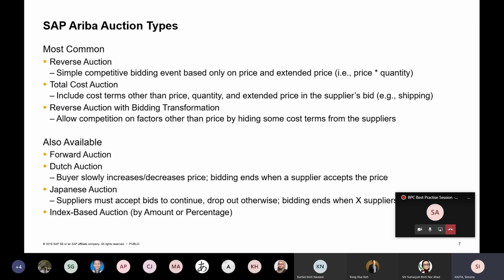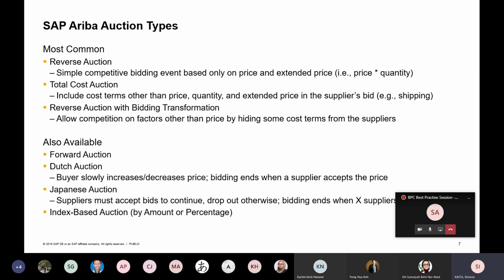The third type of auction, which for me is the most used auction for the last couple of years, is the reverse auction with bid transformation, where you have the possibility to include factors other than price, but these factors are hidden from the suppliers, and the suppliers don't know that these factors exist. The reason why Ariba introduced this is to allow a buyer to include other factors than price, like quality, like depreciation cost, like performance, and have an impact on the price and transform the price while the auction is running.